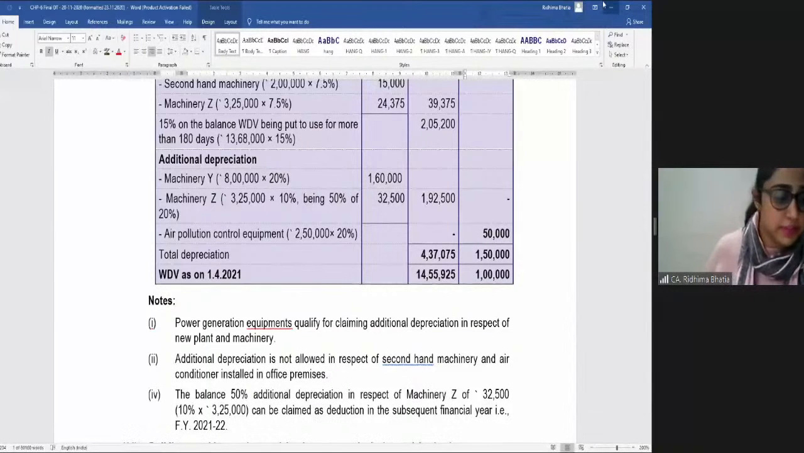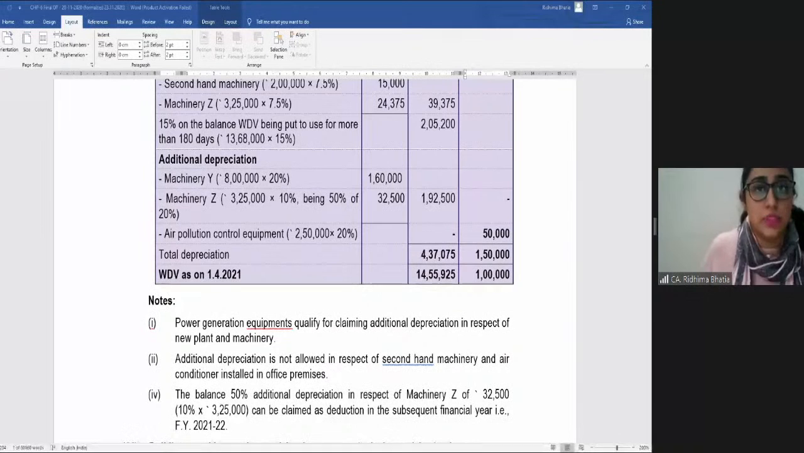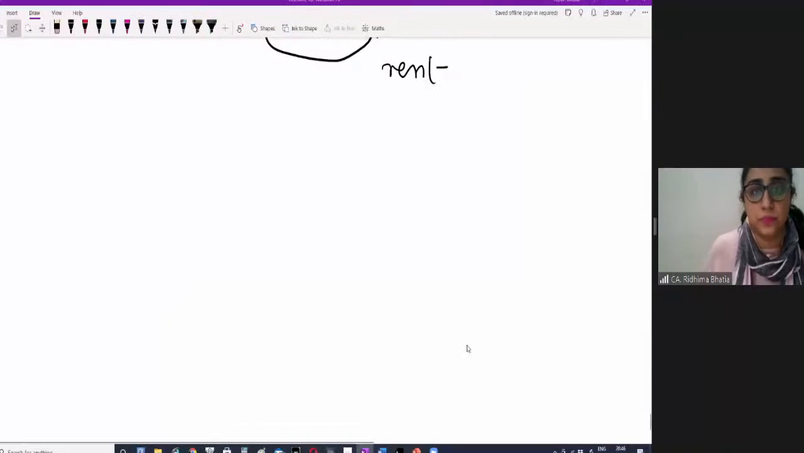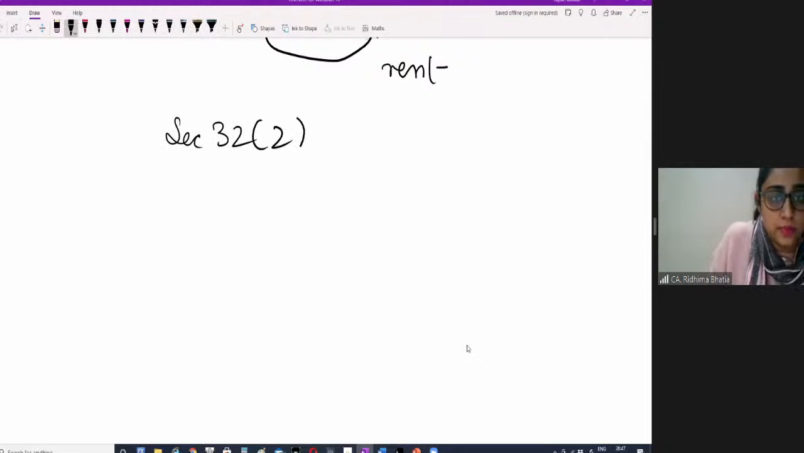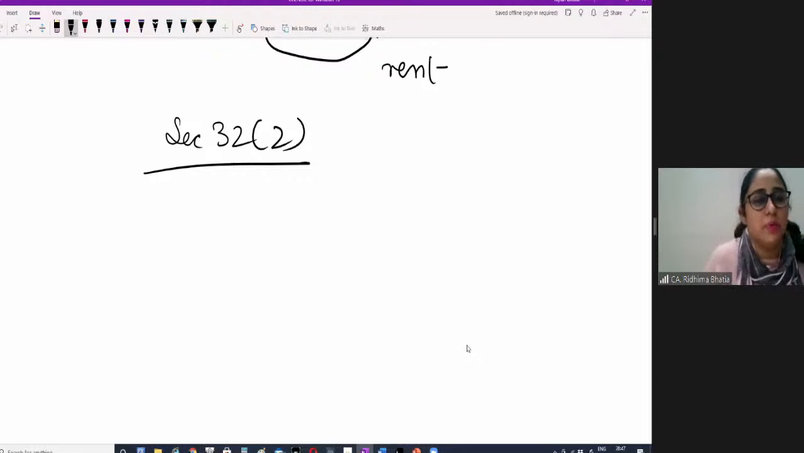Next concept is of set off and carry forward. Now, students, set off and carry forward, yes, it's a different chapter, but depreciation altogether comes in your section 32 itself. Section 32, subsection 2, your carry forward and set off of depreciation. Ma'am, isn't depreciation a part of business? Yes, it is a part of business.